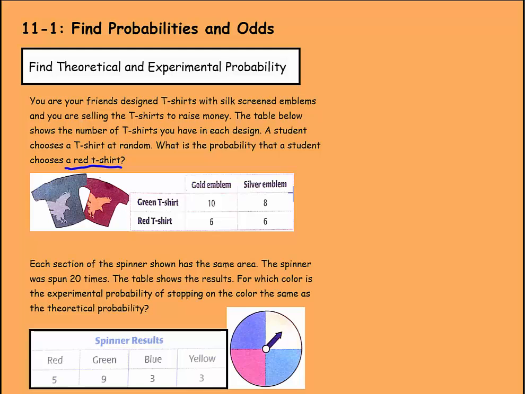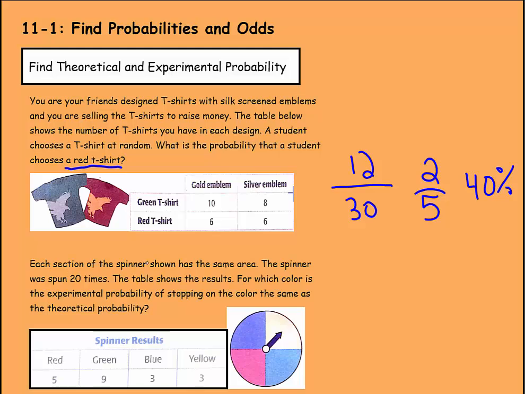So a red t-shirt is our favorable outcome. I count a total of 12 red t-shirts. That goes on top. Then we have the total number of outcomes on the bottom. We have 18 plus 6 is 24, plus 6 is 30. So it would be 12 out of 30. It's always good to simplify when we can. These can both be divided by 6, leaving us with 2 out of 5, 2/5. And then if you want to show it as a percent, there would be a 40% chance that the red t-shirt would be picked.